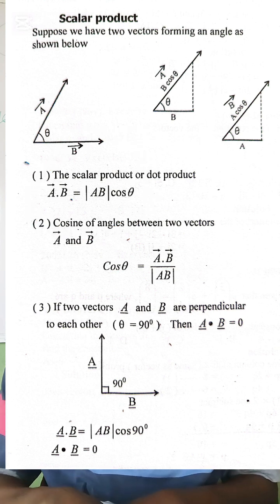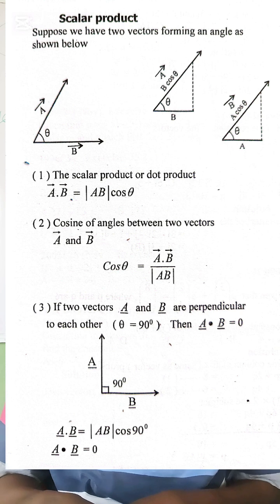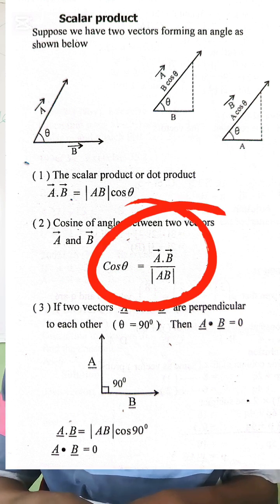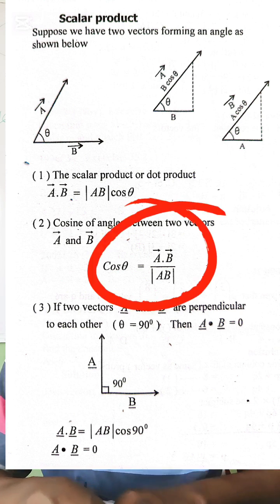So if you now make cos theta the subject of the formula, it means you divide both sides by the absolute value of AB. So you are going to get this second scenario here. Okay, the cosine of the angle between two vectors. So we are going to have A dot B divided by the absolute value of AB.